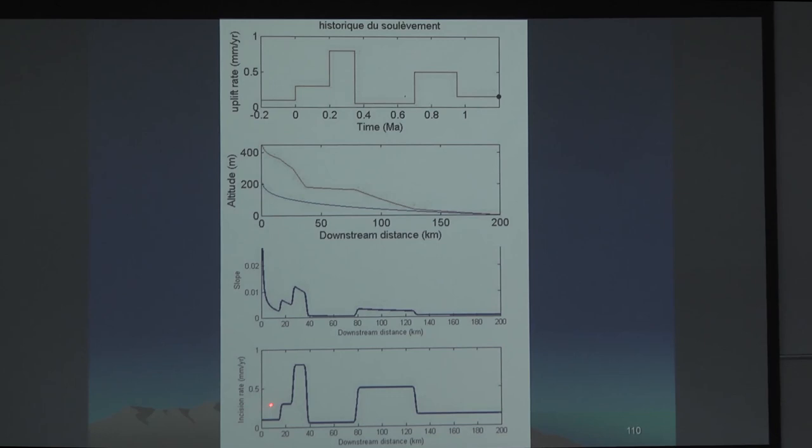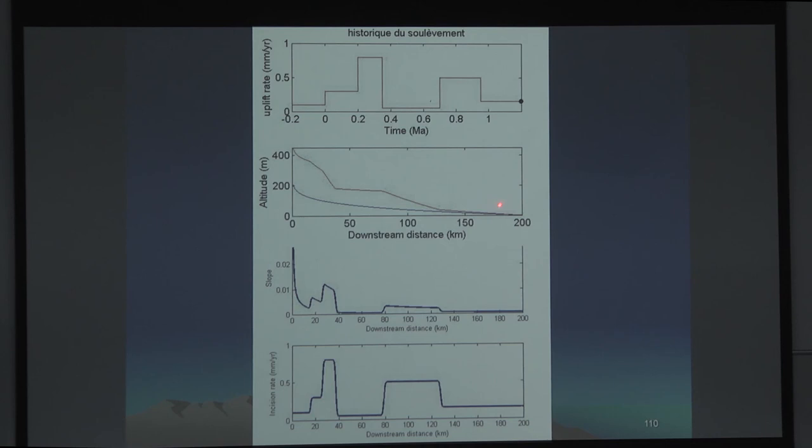In that case, you see that the first sharp increase of uplift rate has been propagating almost 200 kilometers far upstream, and we can find some disturbed slope close to the source. In contrast, the second pulse of uplift, because it arrives later, had no time to propagate so far, so you can find the remnant of the disturbance created by this increased uplift only around 100 kilometers from the outlet of the river.